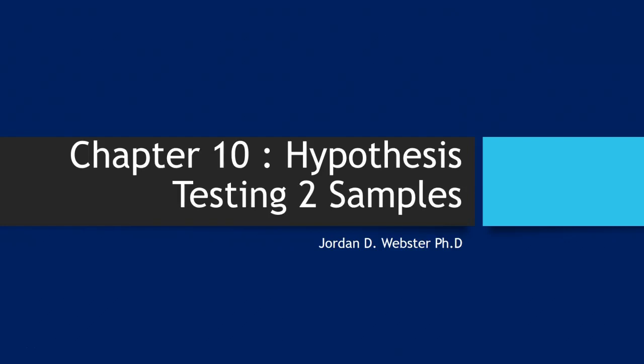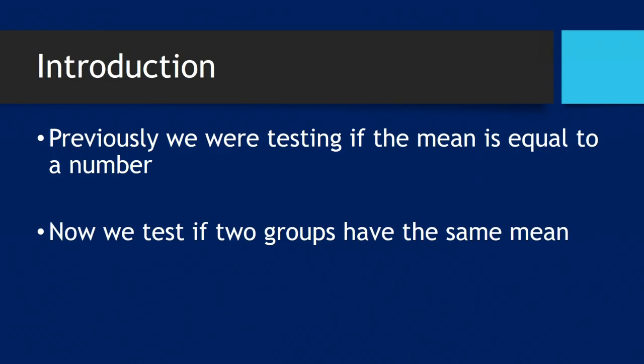All right, so we're going to start chapter 10, and chapter 10 is basically a continuation of the previous chapter, chapter 9. We're hypothesis testing, but this time on two samples. Let me give you a little bit of background. If you remember chapter 9, we were basically testing if the mean is equal to some number, some random number out there. Now we're going to test if two different groups have the same average.